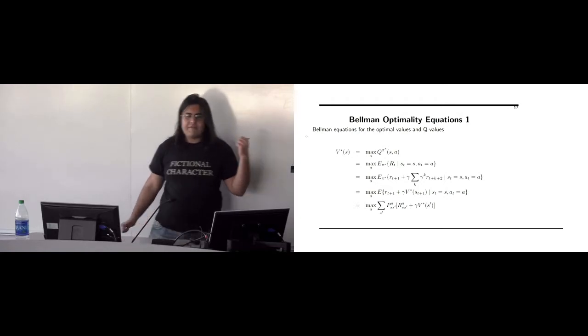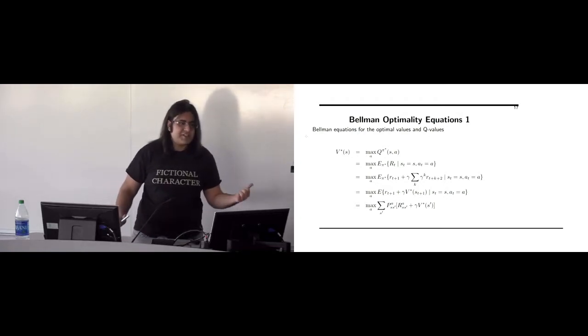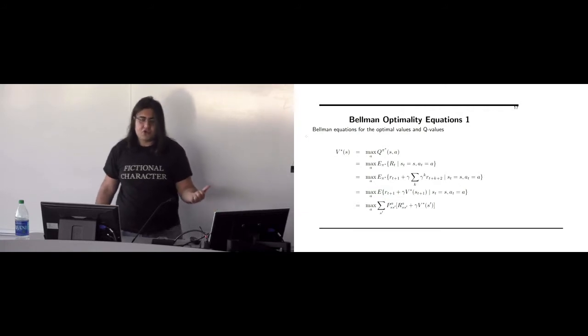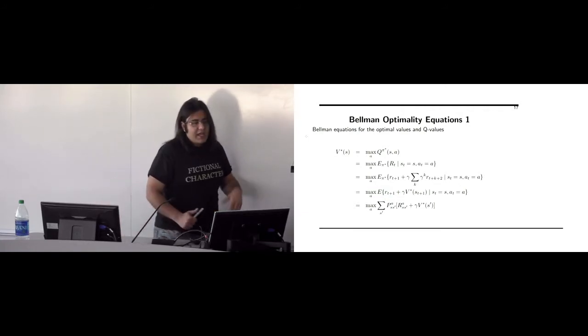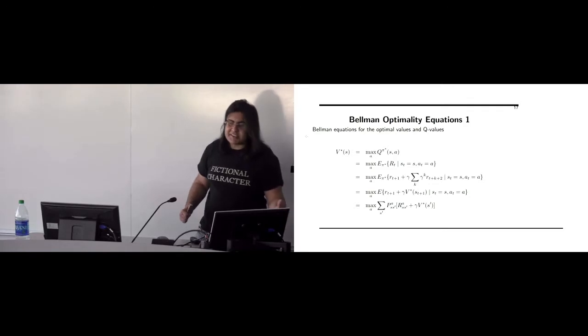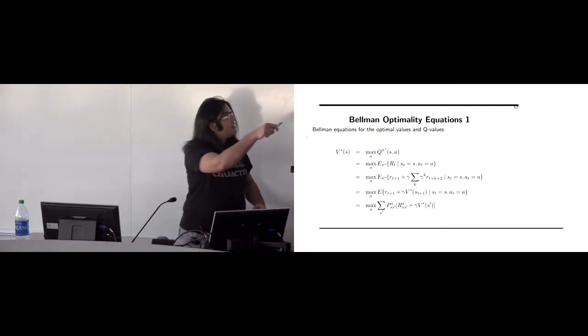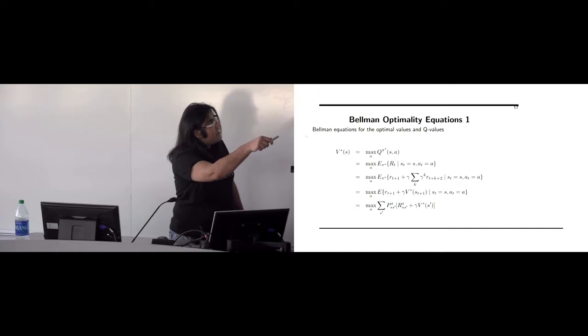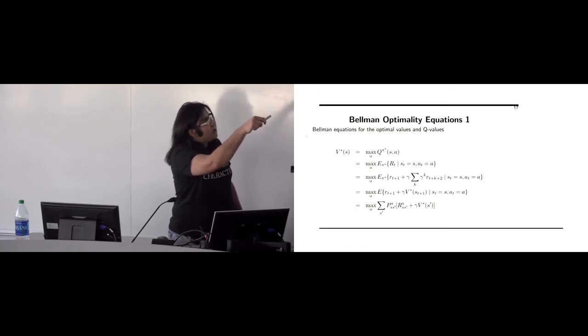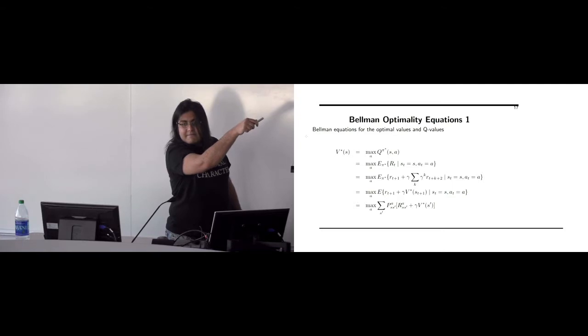We can say we have a V star of S. What does V star mean? It means optimal value function. V star of S is max over A of Q pi star of S, A, right? This is how we relate V of S to Q of S. And now we're talking about V star of S and Q pi star of S, A. Does this make sense to everyone? If not, let me know and I'll explain it. Okay.